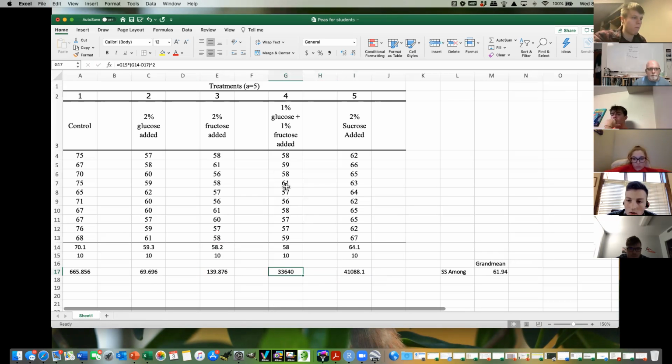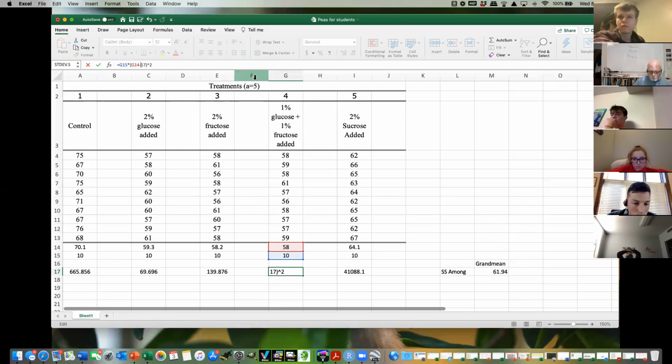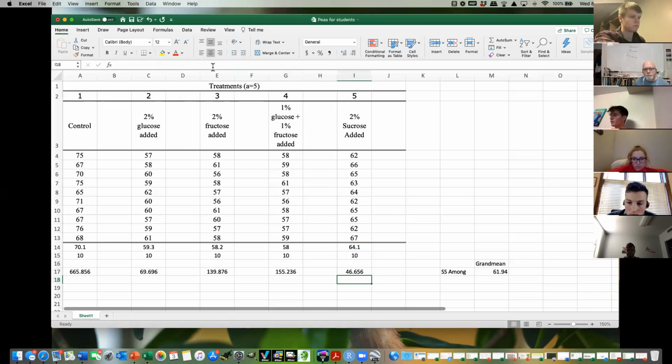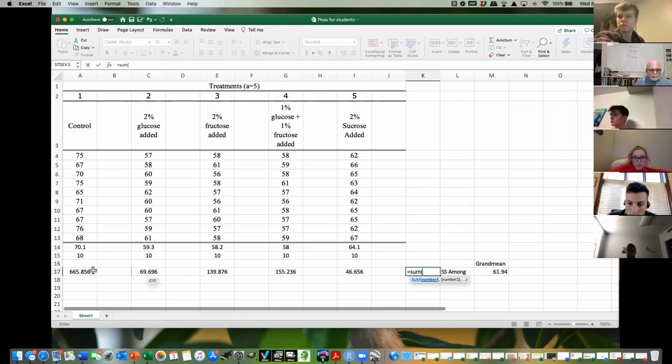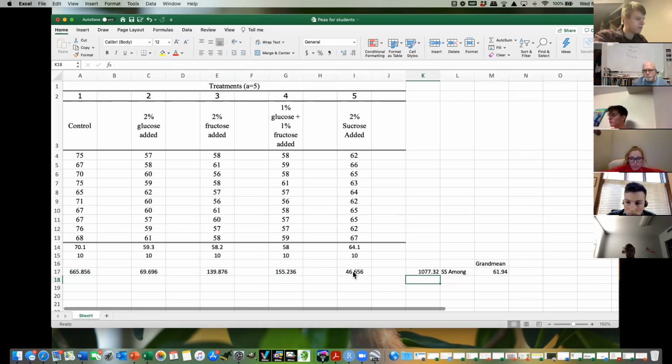And we have to change this because this is not O17. This is actually N17. And this is not Q17. This is, once again, N17. And then what we do is we simply add those things together. And that's the sum of squares among, 1077.32.